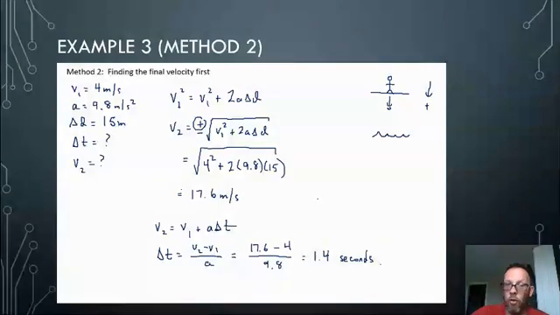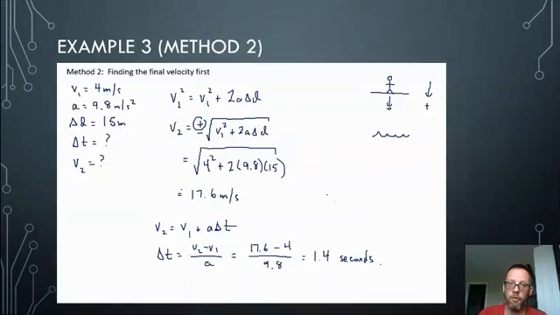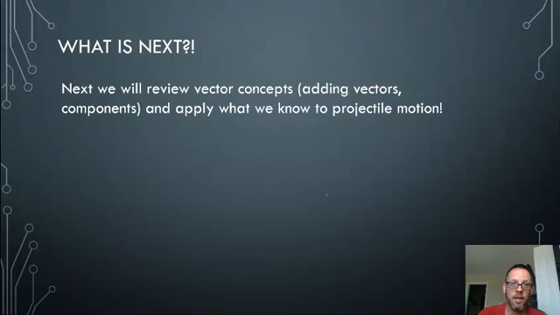All right, guys. So we've done 3 examples of using the Big Five, reviewing the 2 methods you have to solve for delta T, either using a quadratic equation or by finding V2 first. The rest is up to you guys to practice a bit. That's all been posted. I'll end the video here.